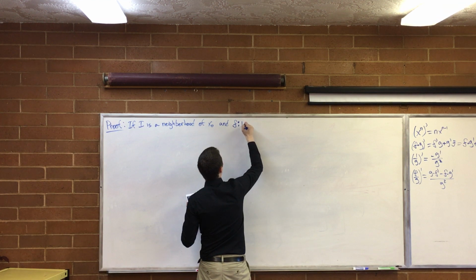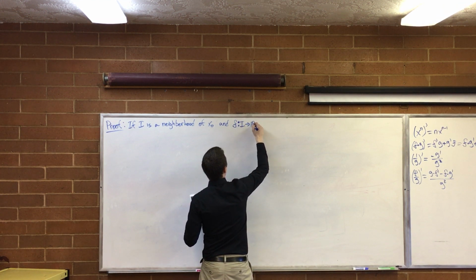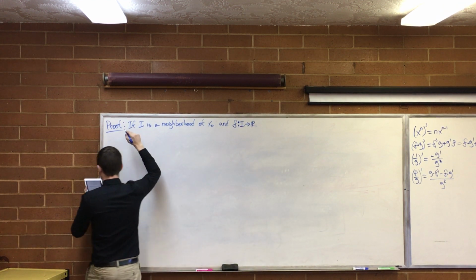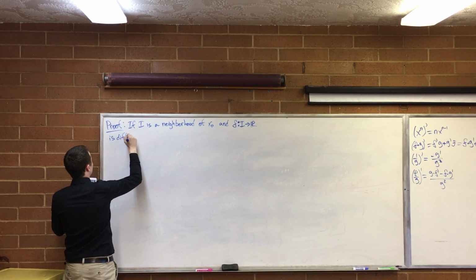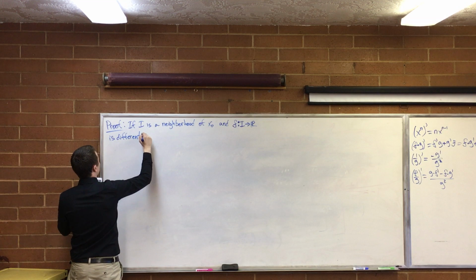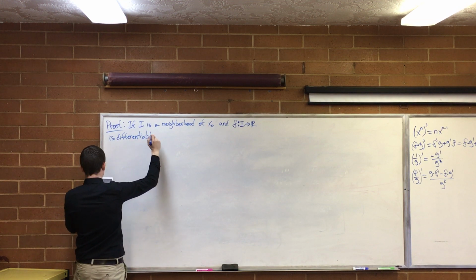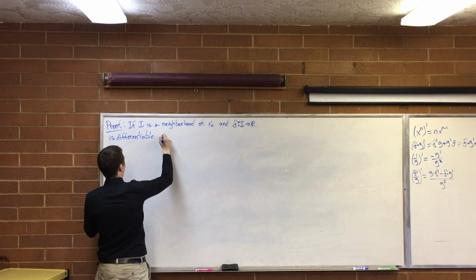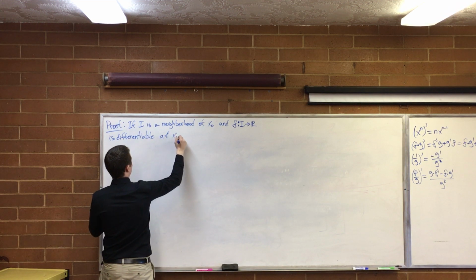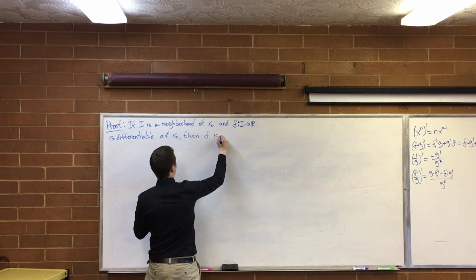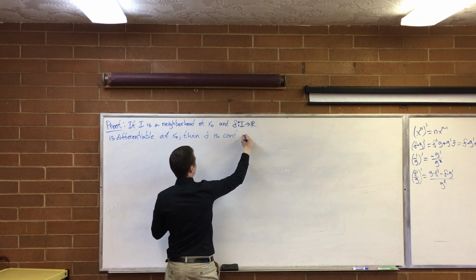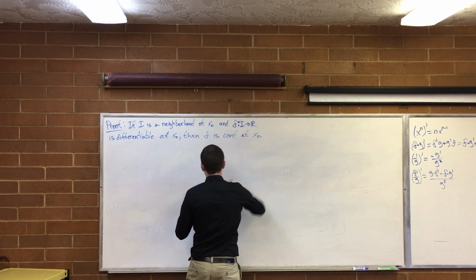F from I to R is differentiable at x naught, then f is continuous at x naught.